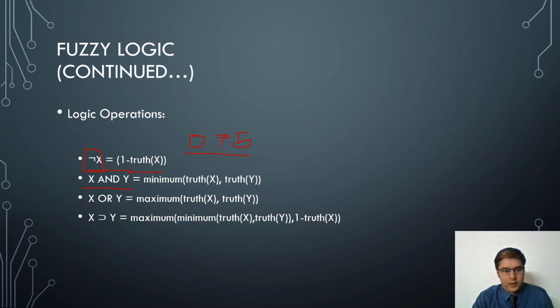Similarly, x or y of two fuzzy variables x and y will be the maximum of truth of x and truth of y, and x subset of y will be the maximum of the minimum of truth of x, truth of y, and 1 minus truth of x.